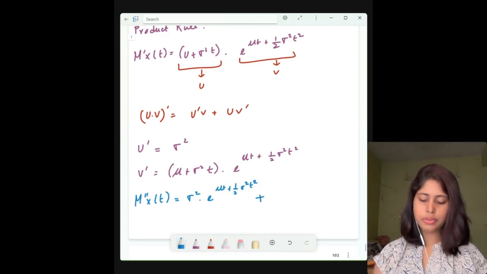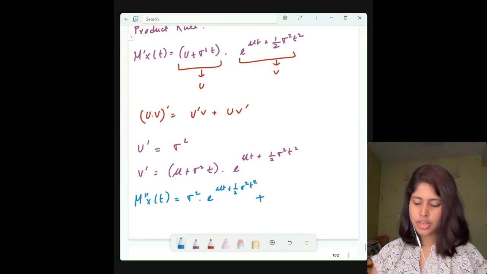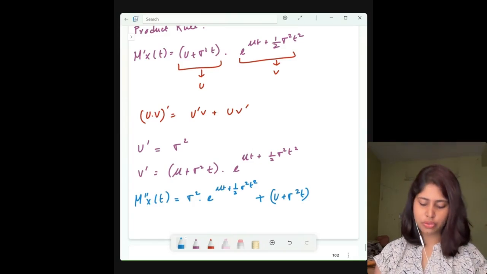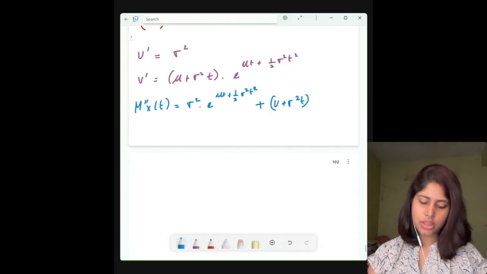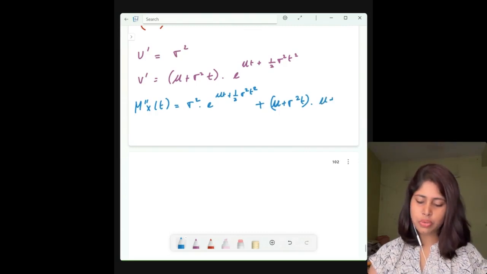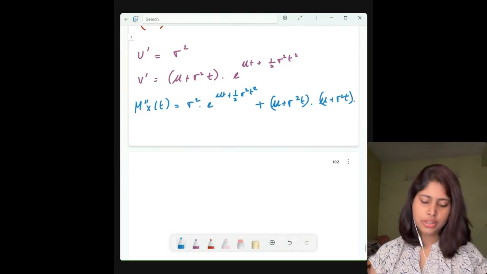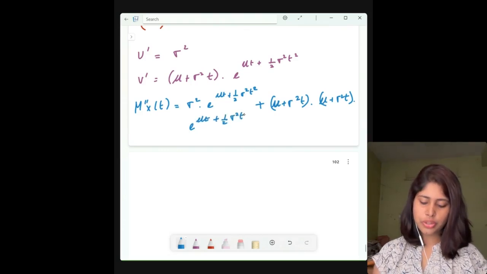Now we are going to do what? U and v dash. What is u? U is this, mu plus sigma square t, right? And v dash is this part, right? So it will be what? Plus mu plus sigma square t into, this is mu plus sigma square t, and then mu plus sigma square t again, dot, that is what is left, e to the power mu t plus half of sigma square t square. Okay, so this is another part.